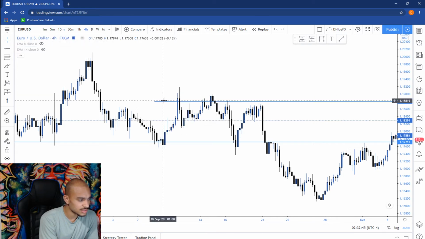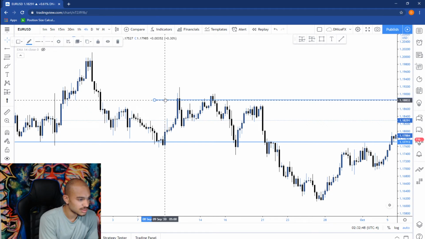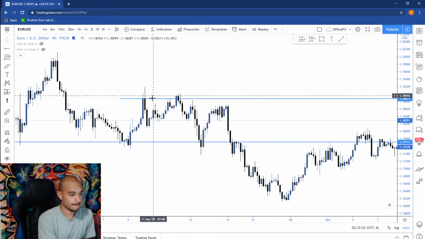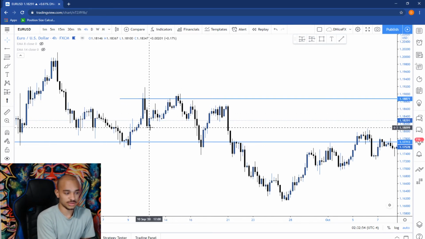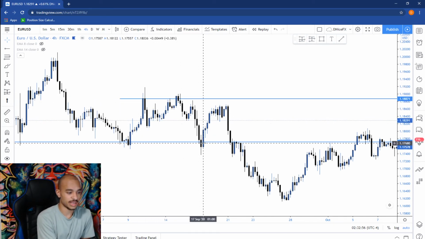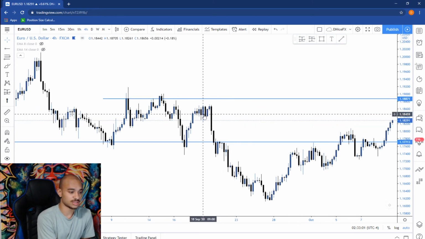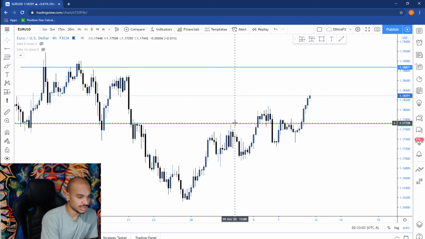I'd say about right here would be the resistance. See, price came into here, couldn't break it, came to the support, didn't make it all the way up to the resistance, and then dumped from there.